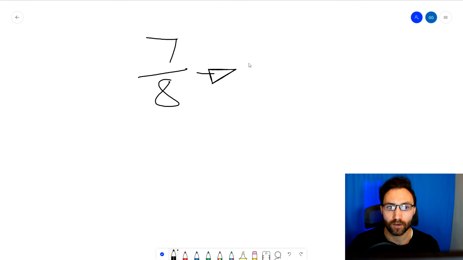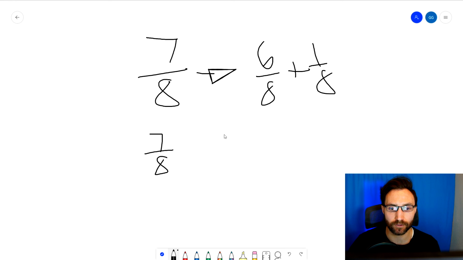So 7/8 would also equal 6/8 plus 1/8. 7/8 can be decomposed to 5/8, and if we took 5 from the top, how much is left over? 7 minus 5 equals 2. 2/8. 5/8 plus 2/8 is equal to 7/8.